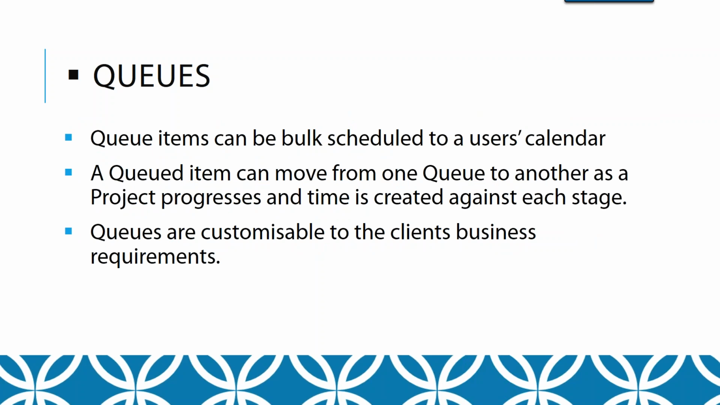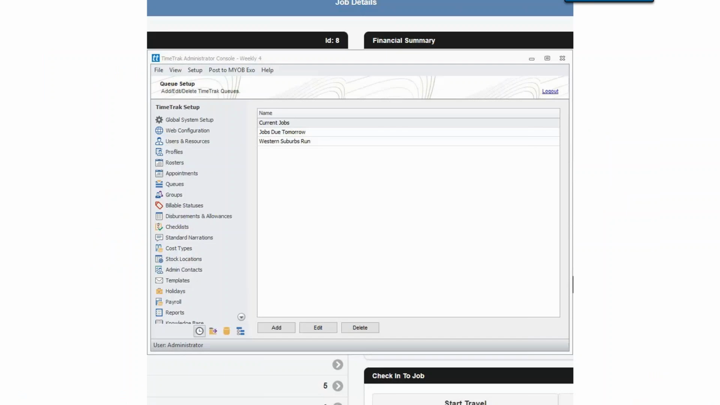A queue item can be moved from one queue to another as a project progresses and time is created against each stage. Queues are completely customizable to the business requirements in each organization. So they're sort of a blank canvas, and then we kind of build them up to match what the business needs. So in this video here, I'm just going to show you what the admin console has around the setup of a queue and explain some of the features of it.